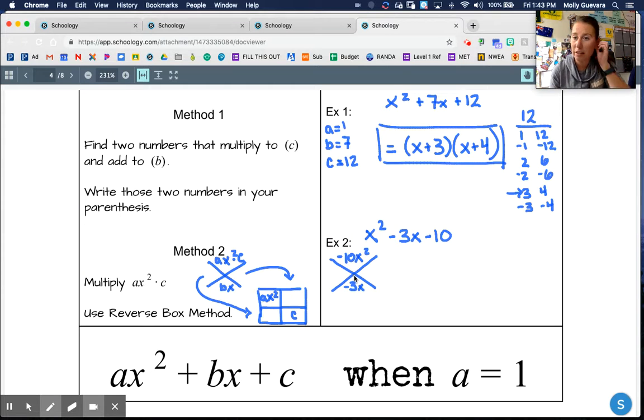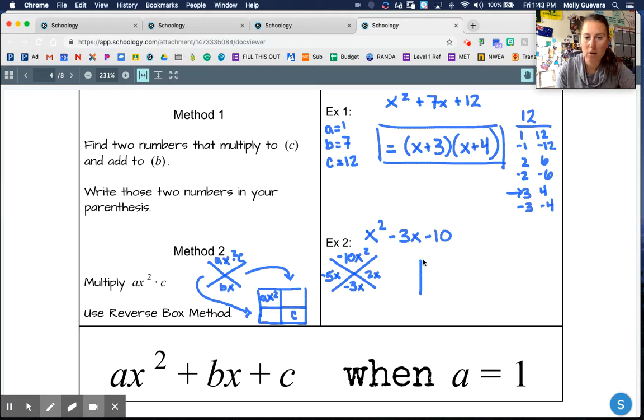So let's just go down the list here. 1 and 10 in no way is going to add to 3. 2 and 5, I could get to 3 if the 5 was negative and the 2 was positive, right? And negative 5 times 2 is negative 10, and negative 5 plus 2 is negative 3. So those are my numbers.